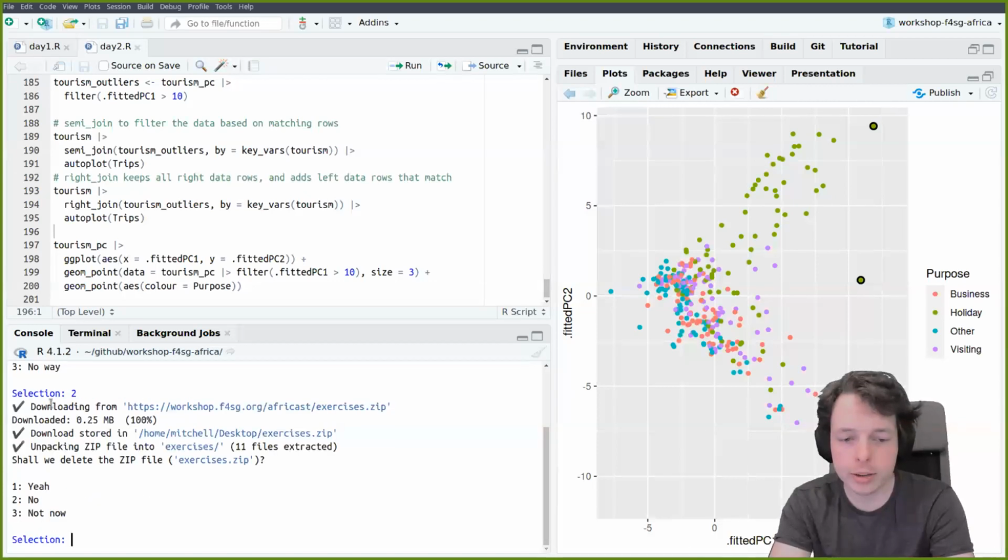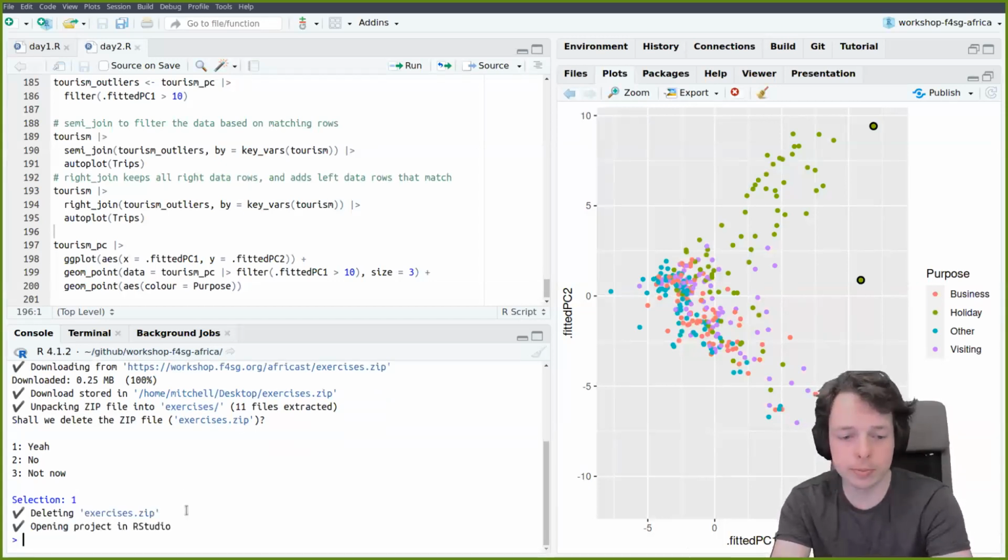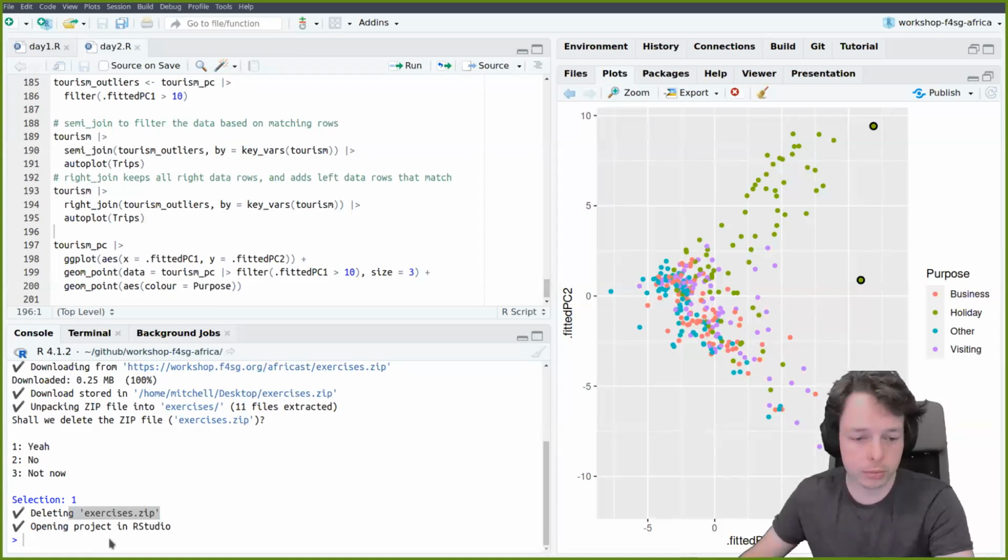And then you'll find that it says it's downloading from the website. It successfully downloaded a quarter of a megabyte, and then it has unpacked the zip file to get access to the dataset. And then the last question is, shall we delete the zip file? Yes, we don't need that anymore. And then you'll see it says it's deleted the file and it's opening the project in a new window.